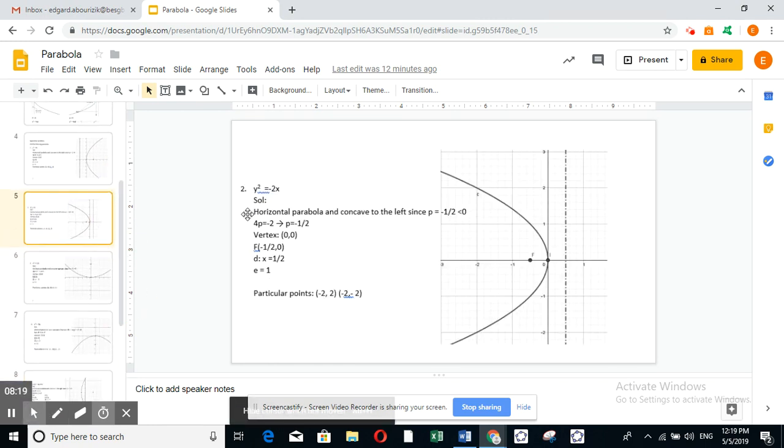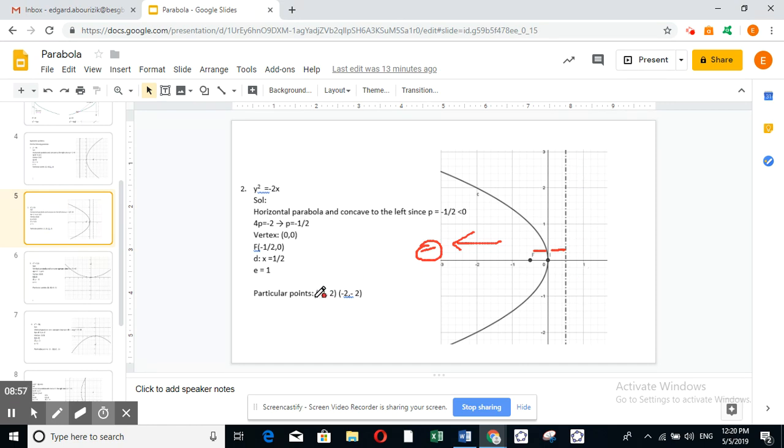Another example, also I have y square. Since I have y square, it's horizontal. Since the coefficient of x is negative, it concaves towards negative x, on this side. Now, the center is (0, 0). 4p is minus 2. So p is minus half. So minus half is the distance from the focus to the origin, and from the origin to the directrix. Always the focus is inside. So the focus, because it's horizontal, is (minus half, 0), and the directrix will be on the other side, x equal half. Eccentricity is 1.